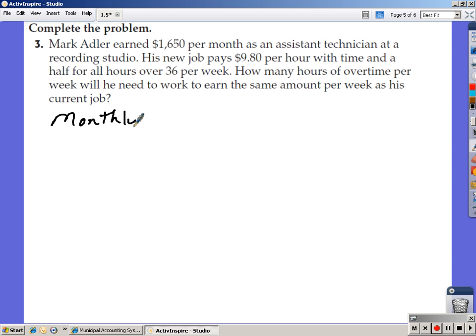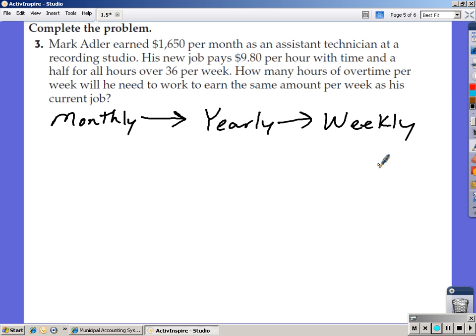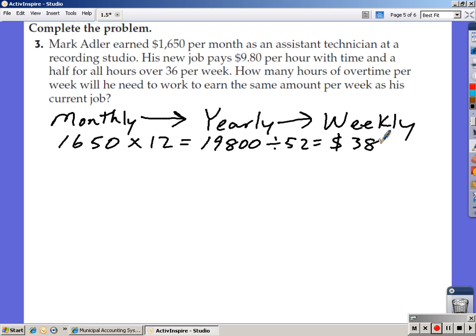So, monthly to yearly to weekly. Right now he gets paid $1,650 a month. We're going to times that by 12 to get yearly. So yearly he makes $19,800. Divide that by 52 to find our weekly, and he makes $380.77 a week.